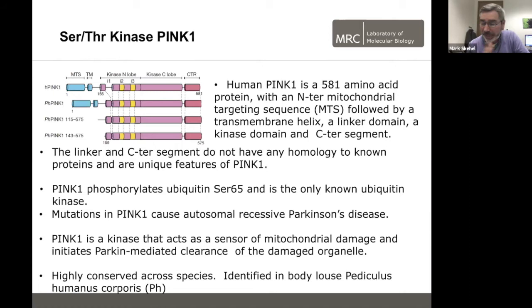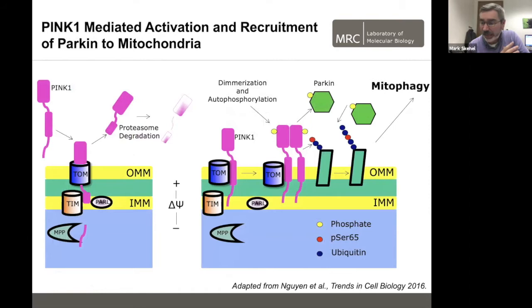So PINK1 acts as a detector of mitochondrial integrity, if you like. So if you have an intact mitochondria, where the inner mitochondrial potential is intact and it's working normally, then PINK comes along and gets taken in by the TOM complex. The C terminus is cleaved by this presenilin-associated rhomboid-like enzyme, chops off the C terminus, and the rest of PINK1 is then released and is degraded by the proteasome.